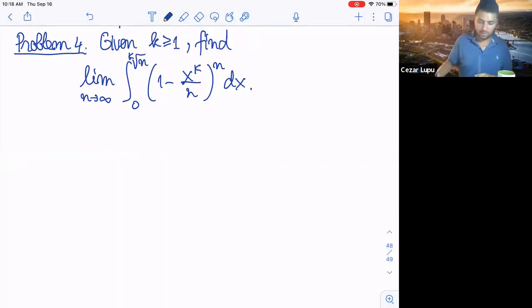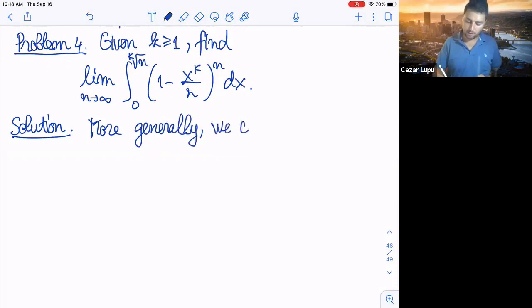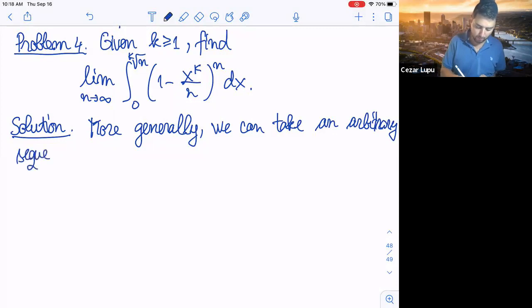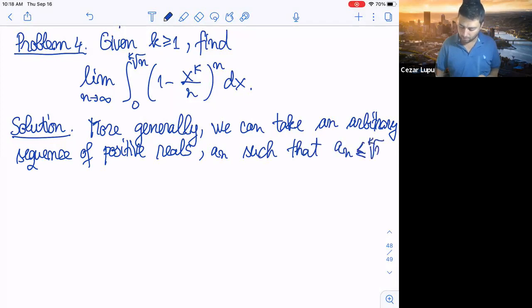Well, again, I will do it in a little bit more general fashion. So, solution. More generally, we can take an arbitrary sequence of positive reals, let's just say a_n, such that a_n is bounded by the kth root of n.